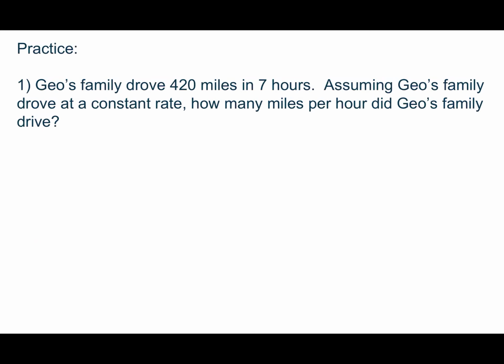Okay, so on number 1, it tells us that Gio's family drove 420 miles in 7 hours. And our goal is to figure out how many miles per hour did Gio's family drive. So I want to remember that to find my unit rate, which is what I'm looking for, I want to take y and divide it by x. Well, in order to do that, I've got to figure out what my y value and my x value are represented by in this problem.